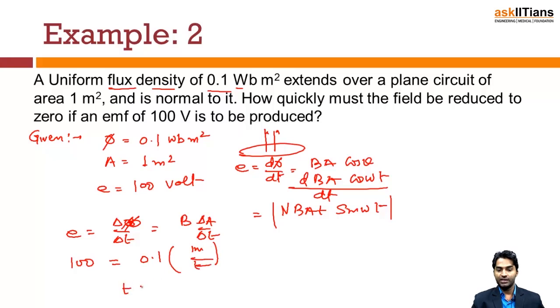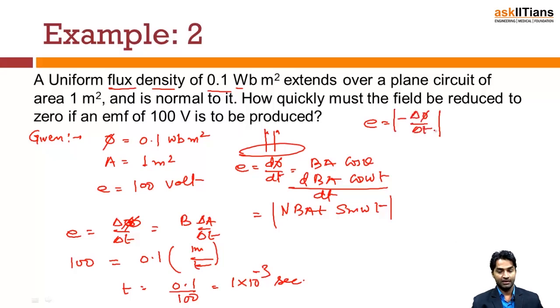We put the value t is equal to 0.1 divided by 100, and simply we get 1 into 10 to the power minus 3 second. So we will use the basic formula that E is equal to minus delta phi upon delta t here, and this question is based on this concept.